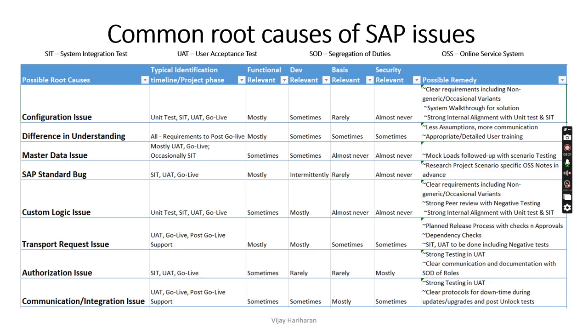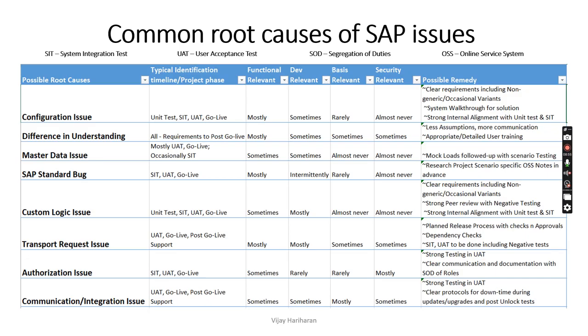So possible remedy, as you are seeing, it's mock loads followed up with scenario testing. Mock loads happen for lower landscapes. You have lower volume of data. When you go to the higher landscapes, quality, pre-production, you have higher volume of data. It is also important that you test different scenarios in these systems, because it's only after that you get to know whether sometimes the master data is there but it's not really usable. That can happen as well.